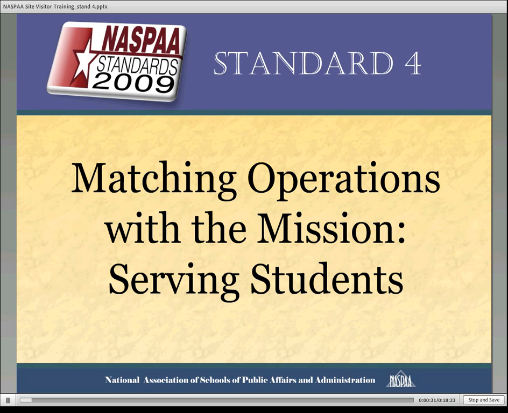There are 4 component parts to this standard. They deal with student recruitment, student admissions, services for students or support for students, and student diversity. So we're going to talk about each one of those in turn with an emphasis on what you need to be paying attention to as a member of the site visit team.